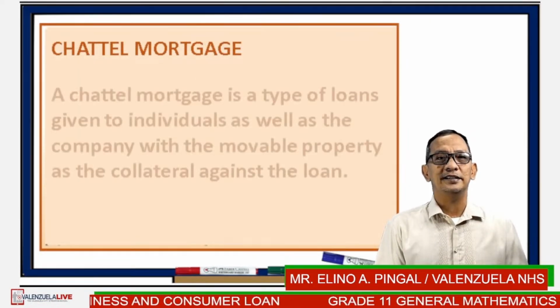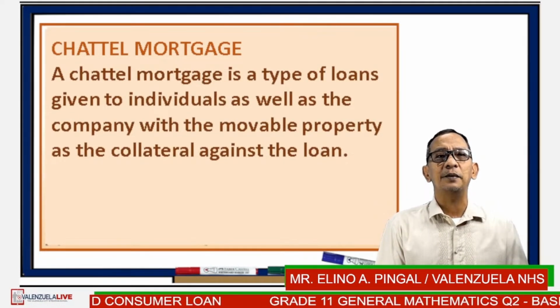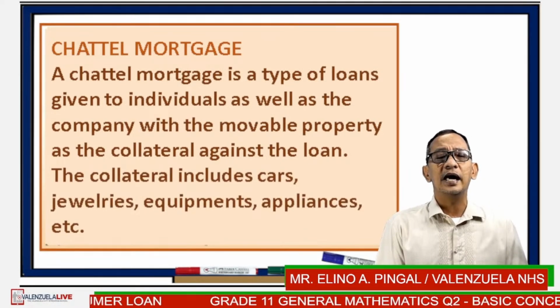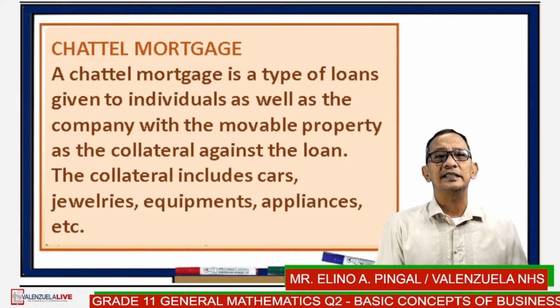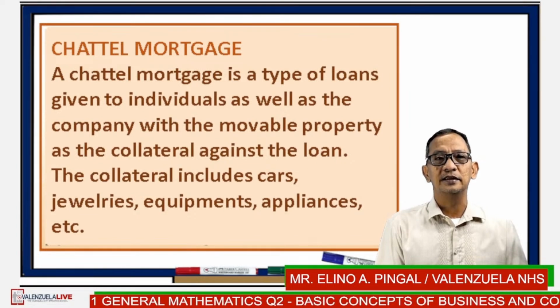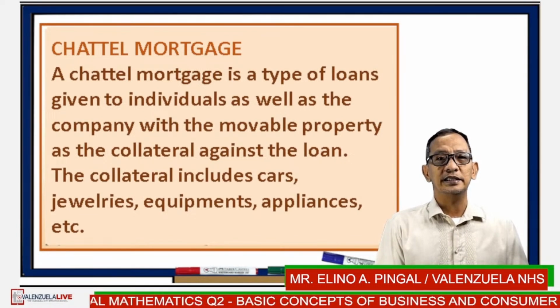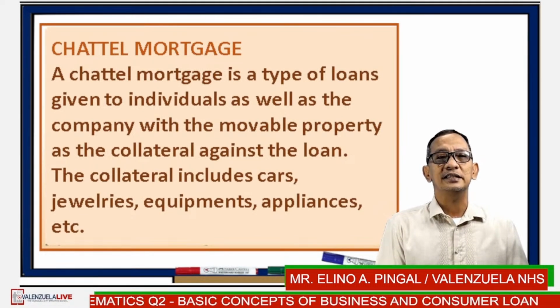Chattel mortgage. A chattel mortgage is a type of loan given to individuals as well as the company with the movable property as a collateral against the loan. The collateral includes cars, jewelries, equipments, appliances, and many more.